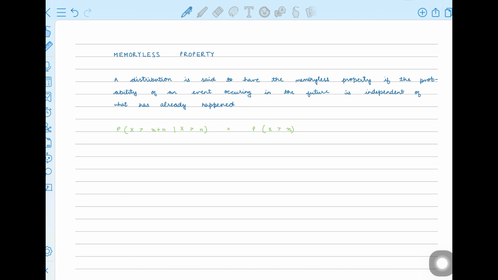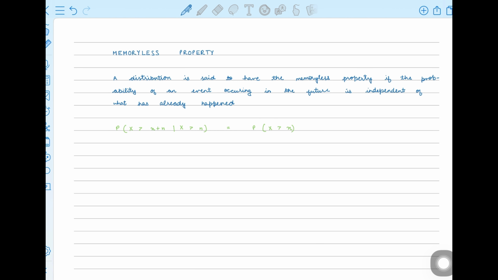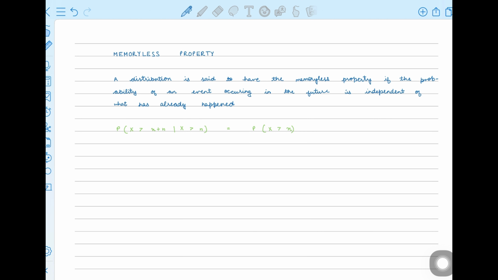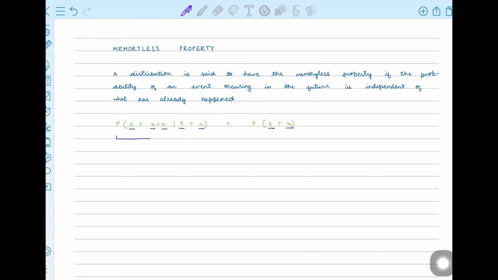Now, let's understand an important property of the geometric distribution called the memoryless property. A distribution is said to be memoryless if the probability of future trials does not depend on what has already happened. Mathematically, we write this as the probability that x is greater than m plus n given that x is greater than n is equal to the probability that x is greater than m. What this means is that if we've already waited for n trials, the probability of waiting further does not change.